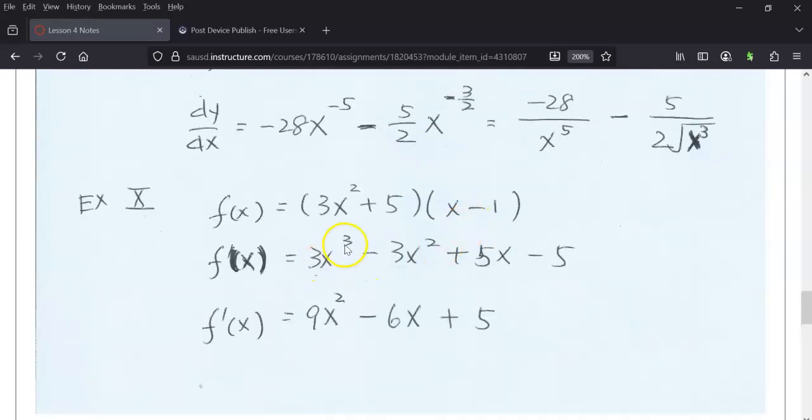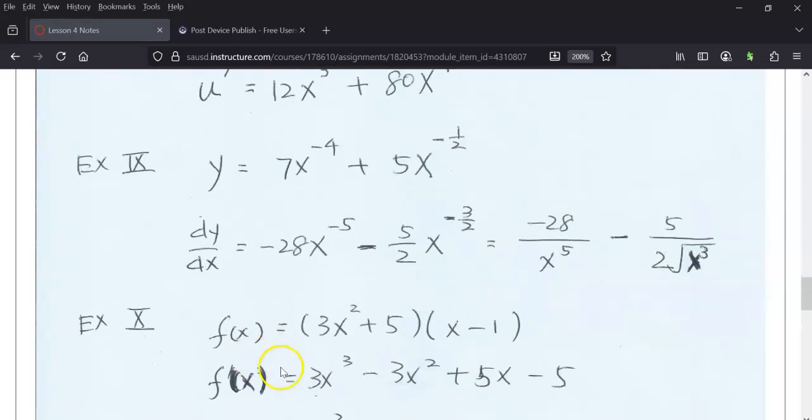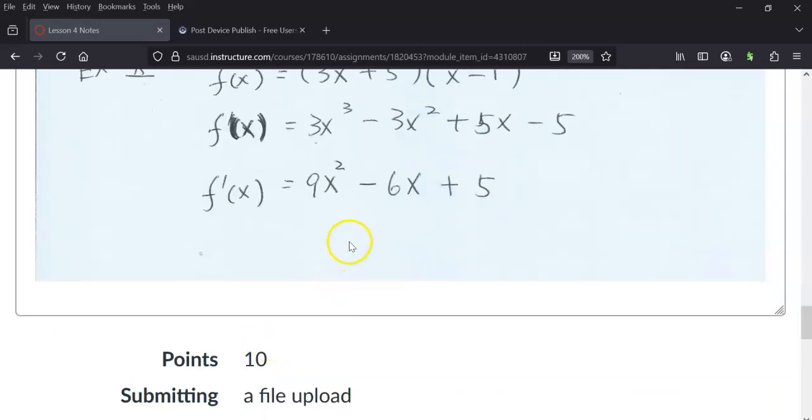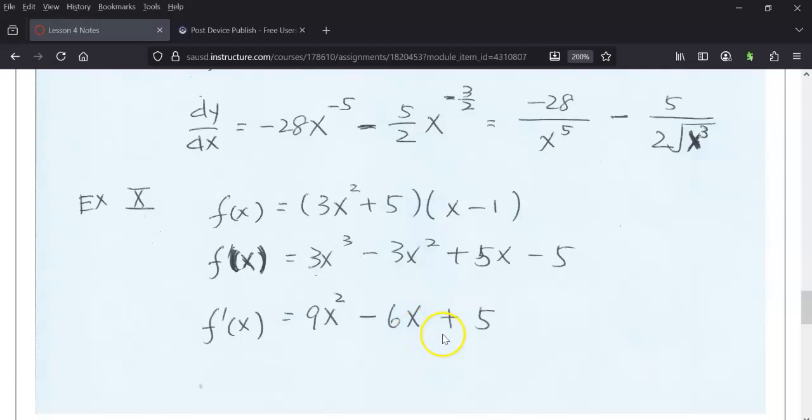So then all you have to do is 3 times 3 is 9x, and then 3 minus 1 is 2. 2 times 3 is 6, right? x, and then 2 minus 1 is 1. 5x simply becomes 5, and then remember the constant is 0. So the derivative of this function will equal 9x squared minus 6x plus 5.